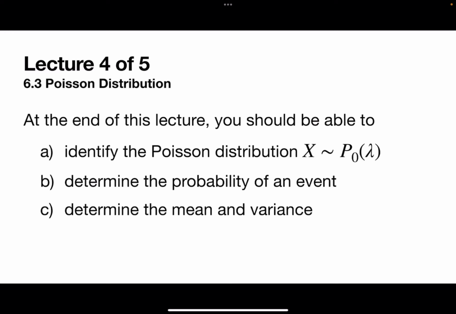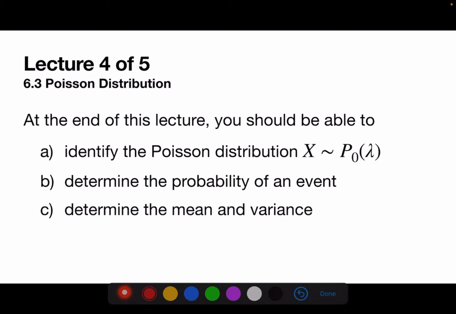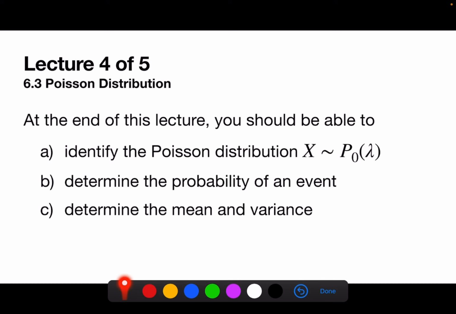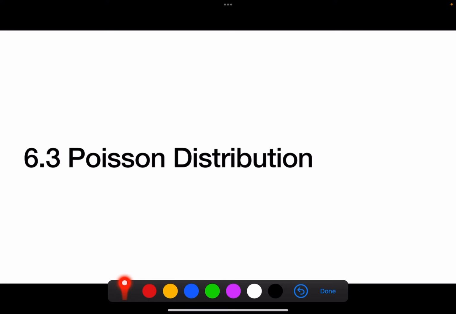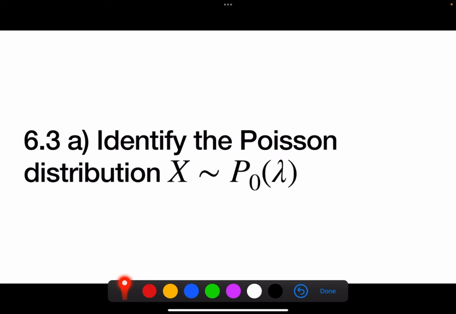So today we're going to learn a new subtopic, a new distribution, which is called Poisson Distribution. At the end of this lecture, you should be able to identify the Poisson distribution. X has Poisson distribution with lambda or mean. Determine the probability of an event. Determine the mean and variance for Poisson distributions. Identify the Poisson distribution.